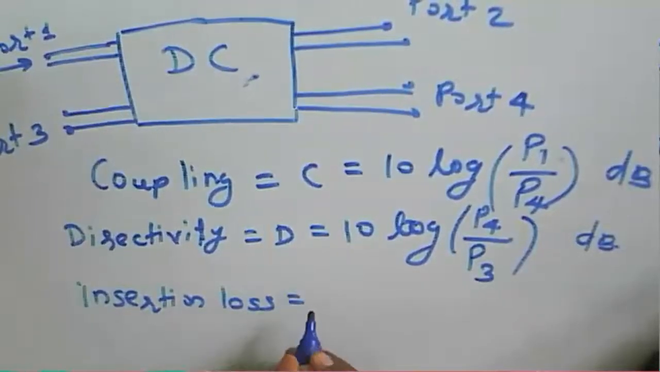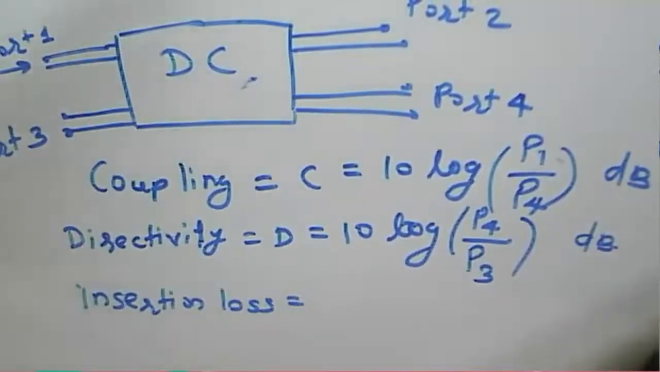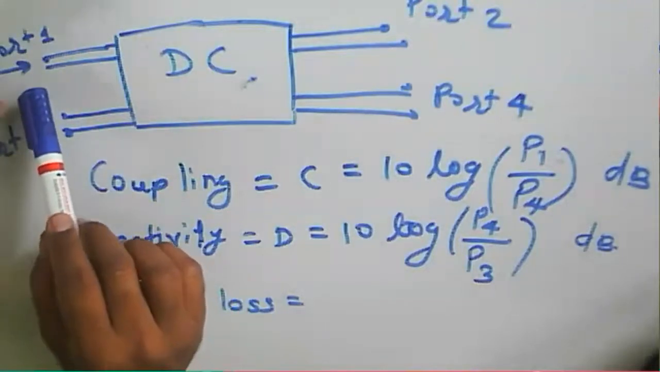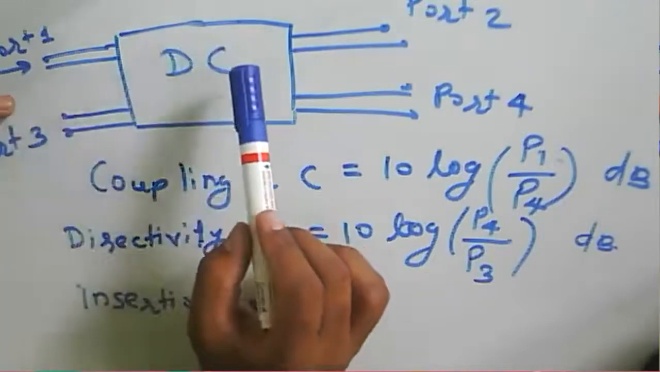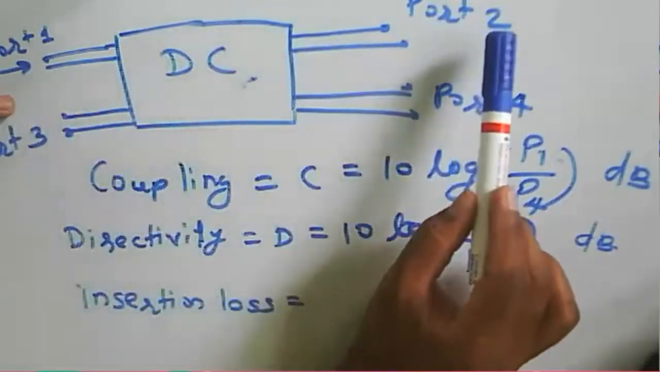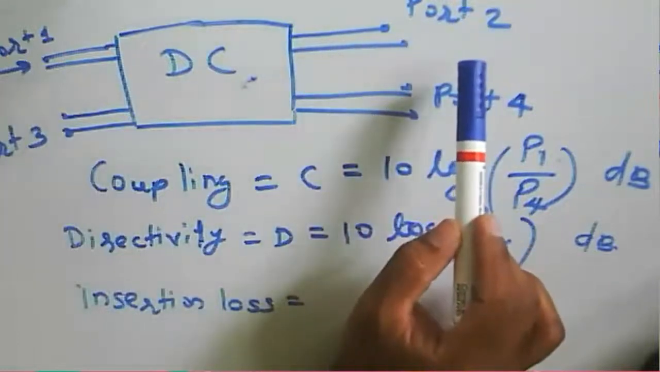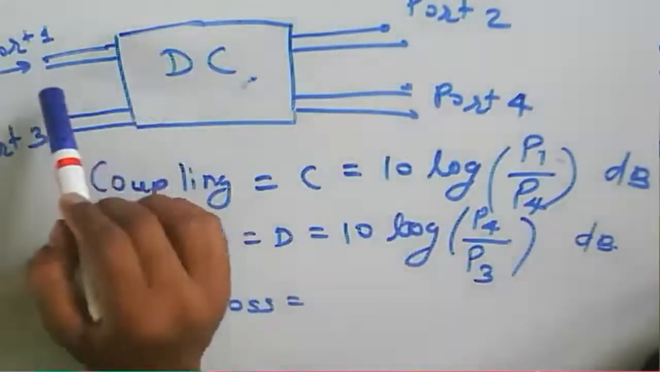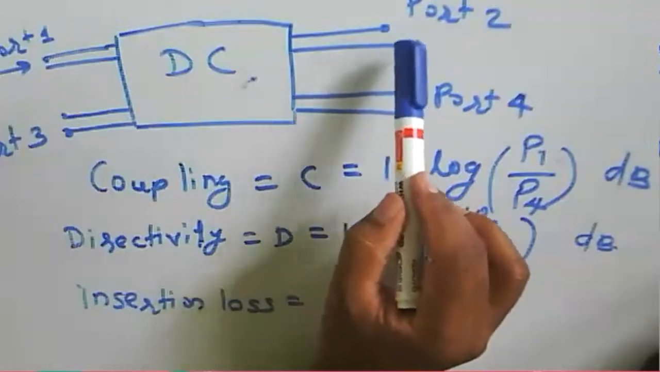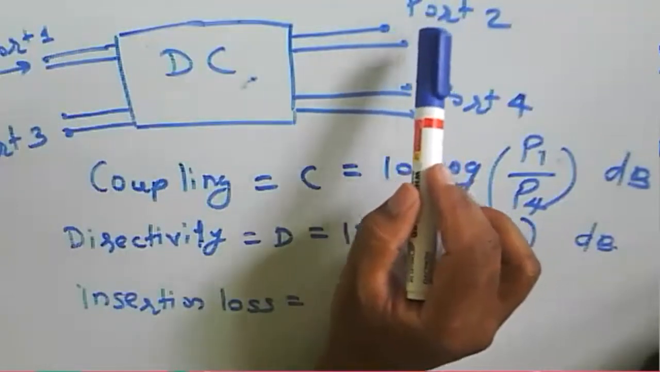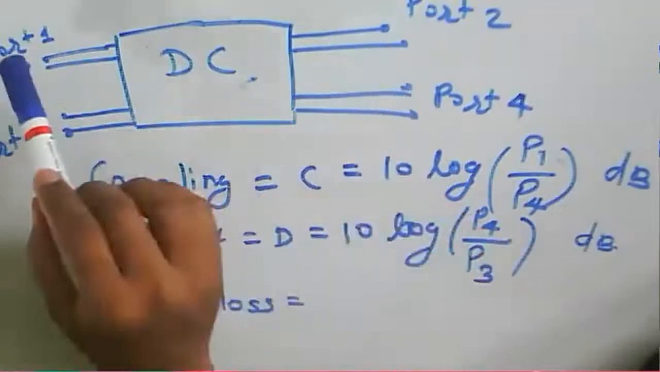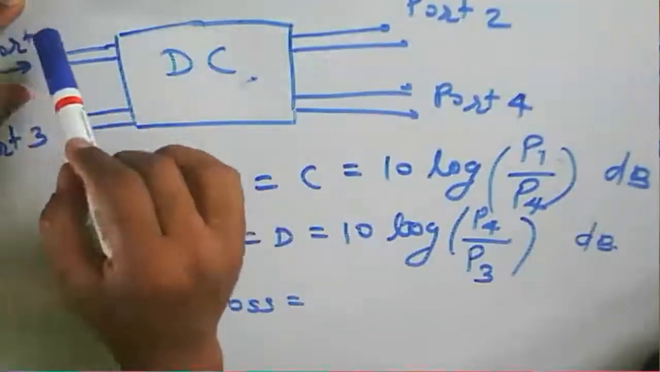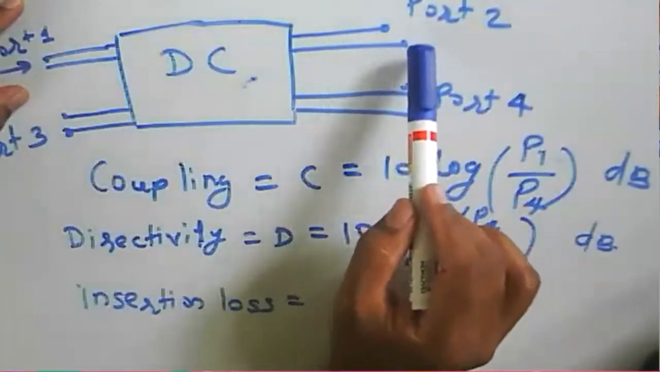So insertion loss is nothing but this: we provide power input to port 1, the incident signal at port 1. Then we look at the power transmitted to the other port, along the main waveguide. So there is power incident to port 1 and power transmitted to the second port, port 2 here. It indicates the power we are providing to port 1, and the power we are receiving at this particular port 2.